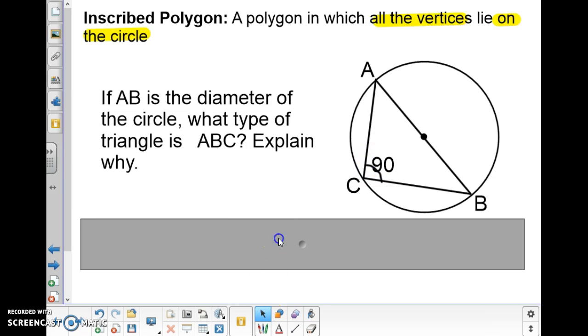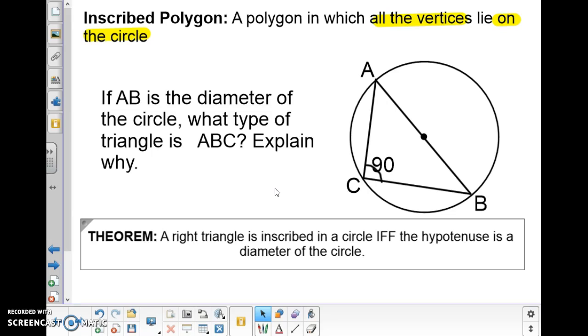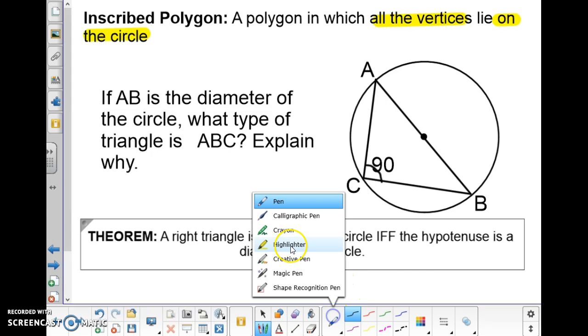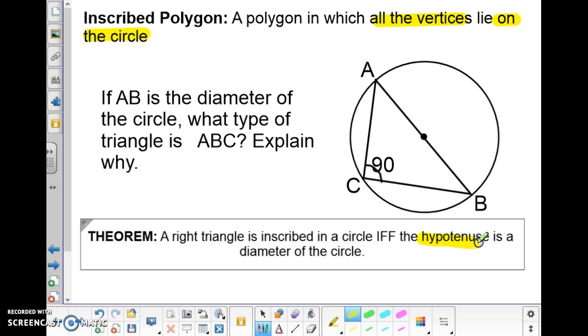Therefore, we can conclude a right triangle is going to be inscribed in the circle if and only if, so this makes this a biconditional, the hypotenuse is the diameter of the circle. So really what you need to take away from this page is that if the hypotenuse is a diameter, then it has to be a right triangle. Those are basically the big picture items we can take away from this slide.